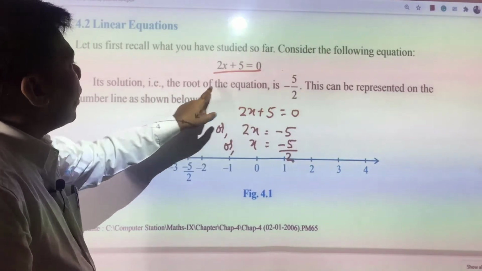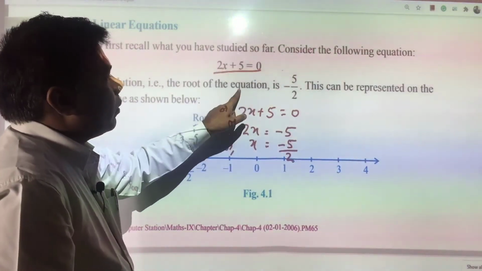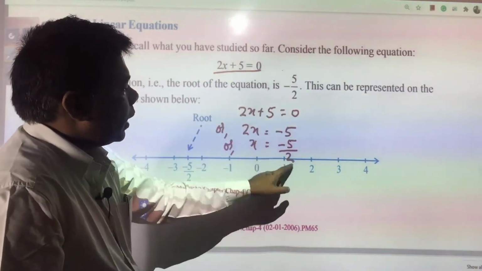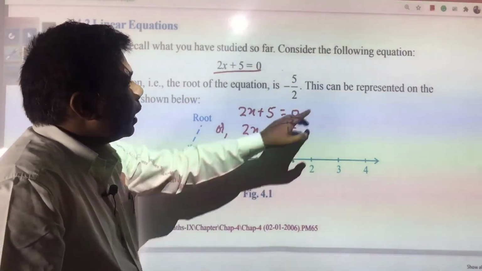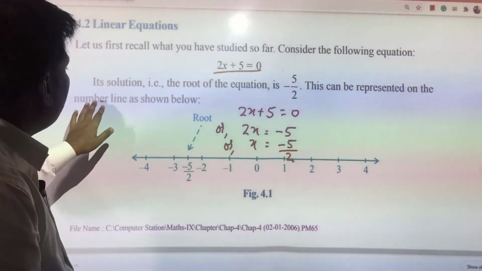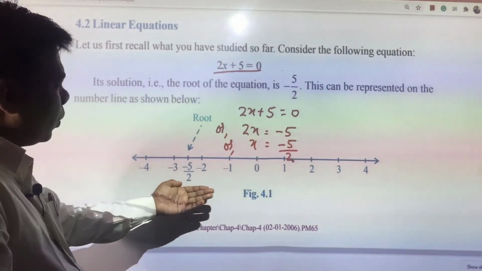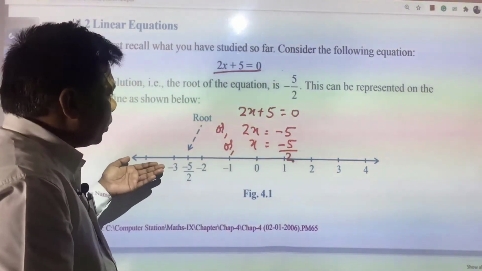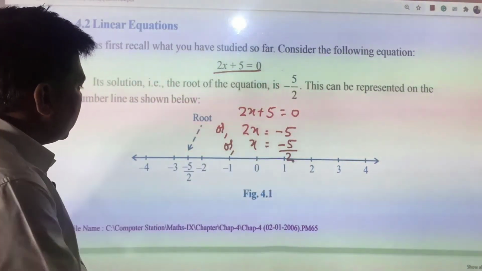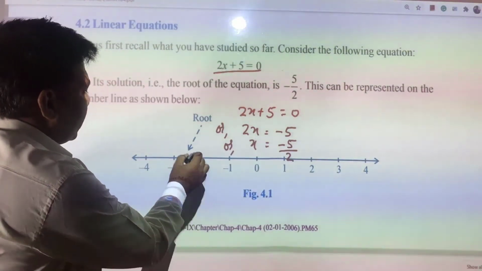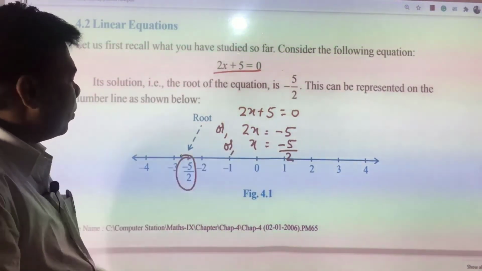So the root of the equation, meaning the solution of the equation, is x equal to minus 5 by 2. This can be represented on the number line. You already know how to represent minus 5 by 2 on the number line, and here it has been represented.